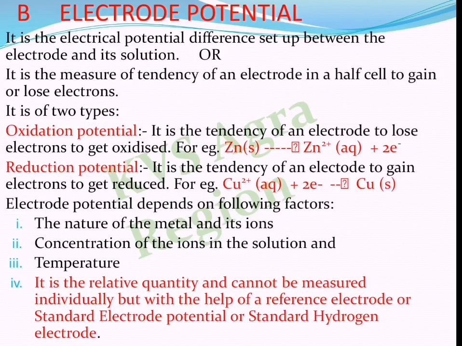This is a very important term, electrode potential. It is the electrical potential difference set up between the electrode and its solution. Dear student, when you put a rod in its salt solution, for example zinc rod in zinc sulfate solution, then the zinc rod starts to lose electrons and the concentration of zinc ion inside the solution increases and the rod starts to degrade. This is due to the losing tendency of the zinc rod.